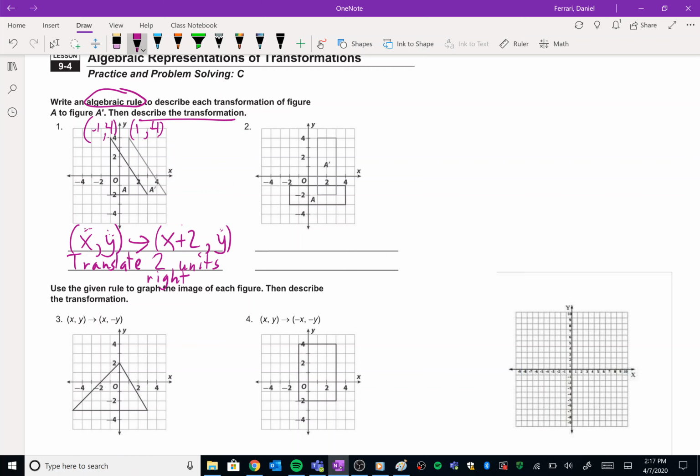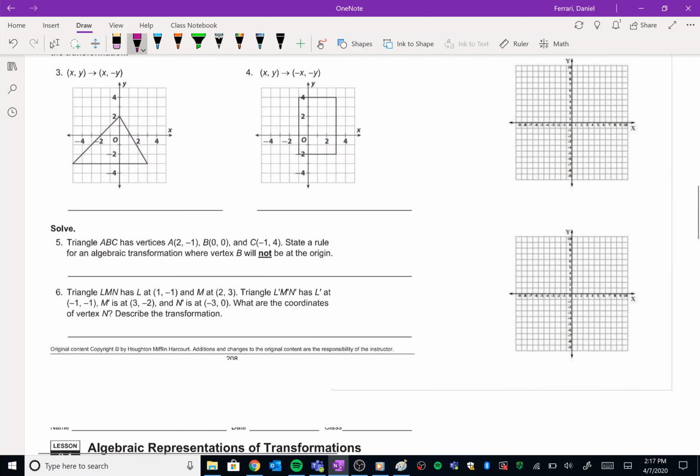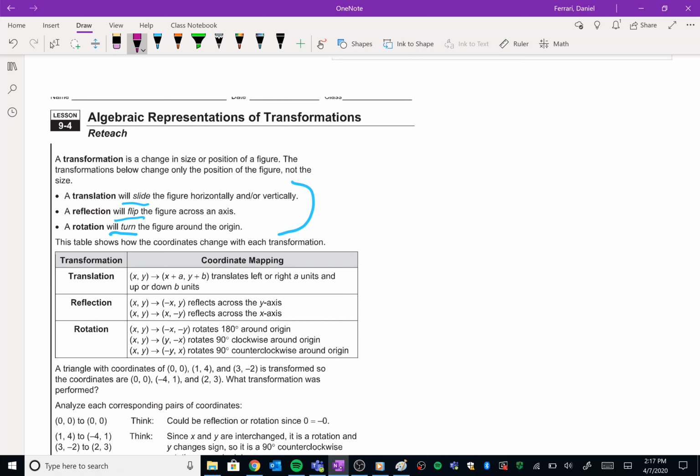As we go through these problems, we're going to be taking something that is in words and turning it into something that is algebraic. Let's go ahead and take a look at the next one. Again, the first thing we want to identify is what type of transformation we are looking at. Remember, our choices are a translation, which is a slide, a reflection, which is a flip, or a rotation, which is a turn.